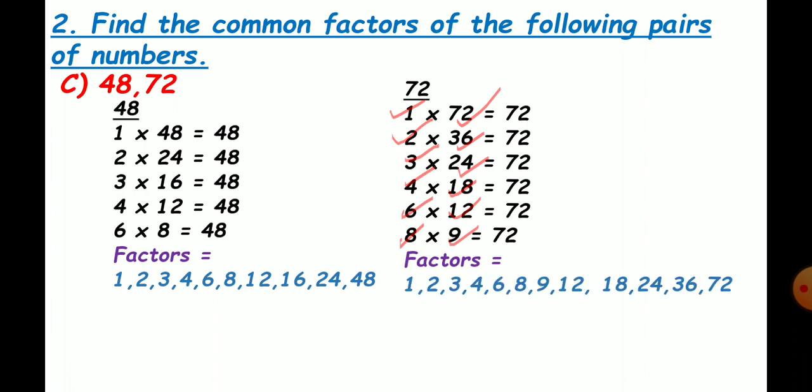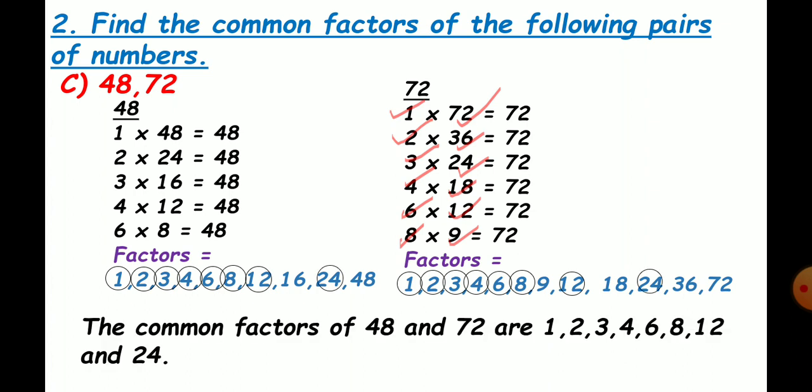Here we are going to find the common factors. So which are the common factors? The common factors are 1, 2, 3, 4, 6, 8, 12, 24. That's it, right? So these are the common factors. This is so easy, no children, because you know how to find the factors. You find the factors of the two given numbers, and then you just circle the common factors of both, and then you write that as the answer.